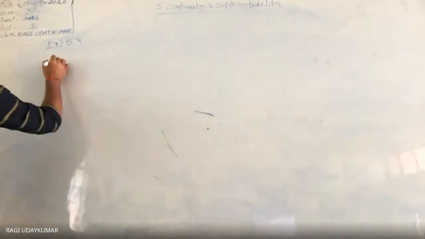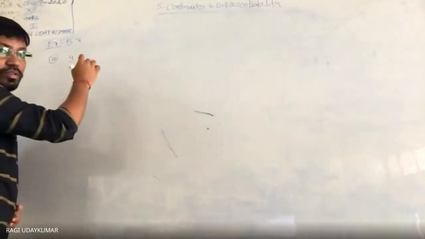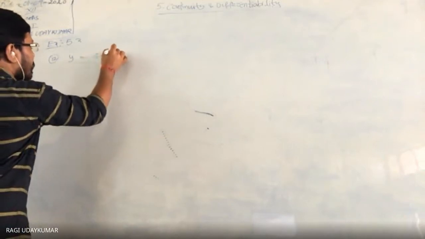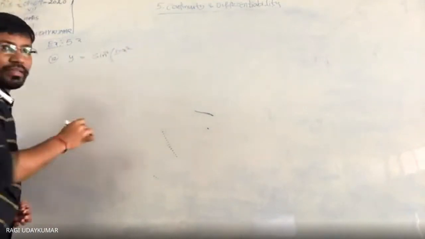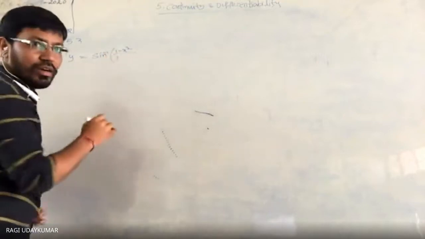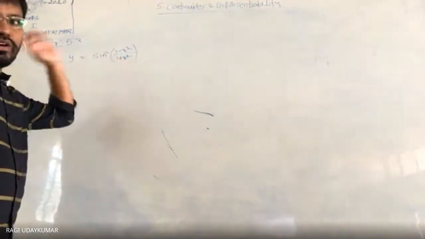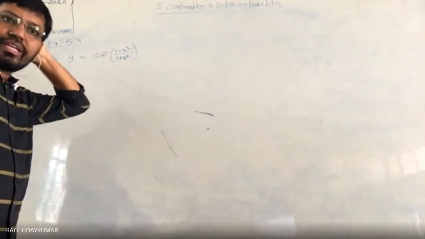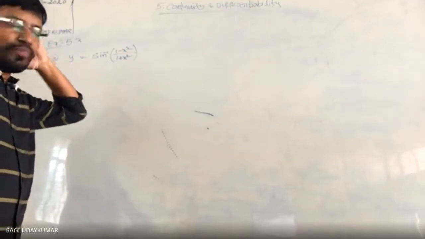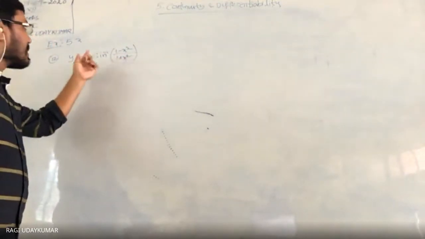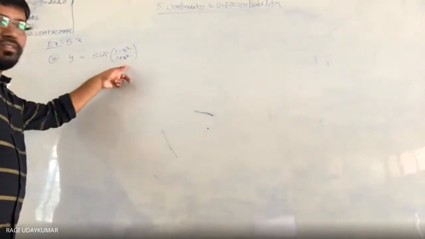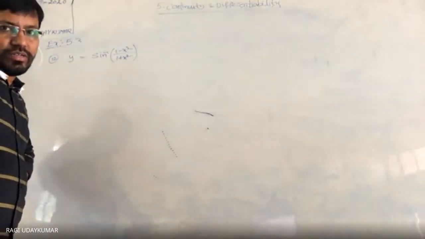Now if you see the 12th problem, it is a little bit different, if you observe properly. What is given here? y is equals to sin inverse of (1 minus x square) by (1 plus x square). Wherever 1 minus x square by 1 plus x square is given to you, you will get cos 2 theta by substituting x is equals to tan theta. So you are going to get sin inverse of cos 2 theta.